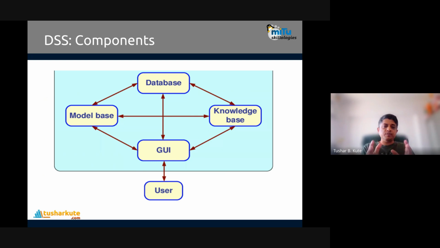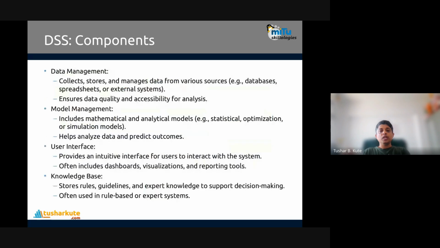This basically requires the data, meaning the insights gained using BI are given as input to DSS, and using that the predictions are made. Now, what are the components of DSS? When we are going to build the DSS in our organization, in our company, which kind of components are required? So database is the first component, then model based, knowledge based, GUI, and user. So let's see what the meaning of it is.